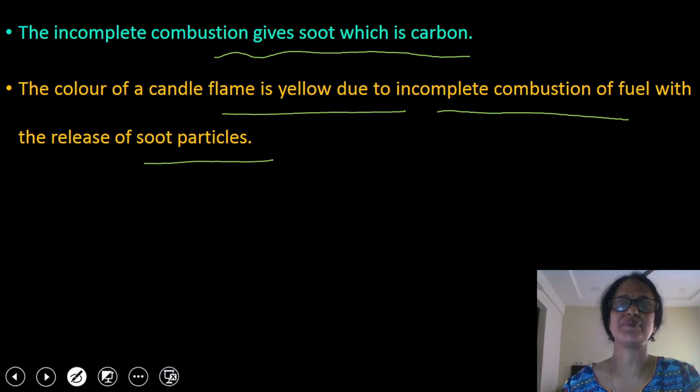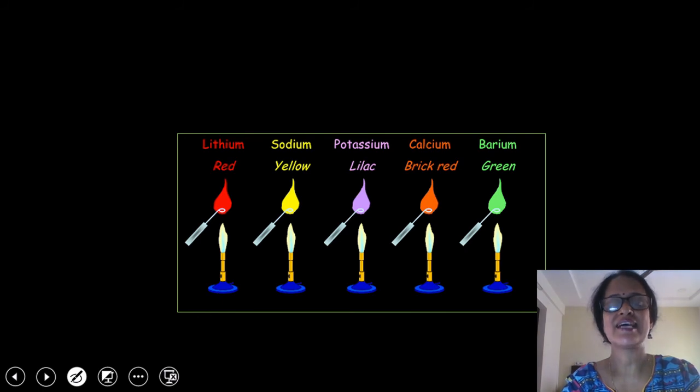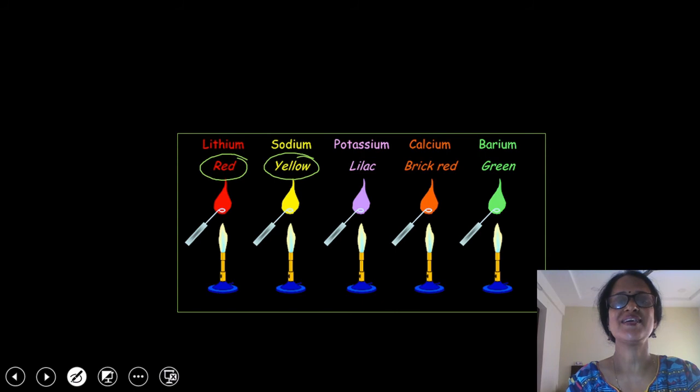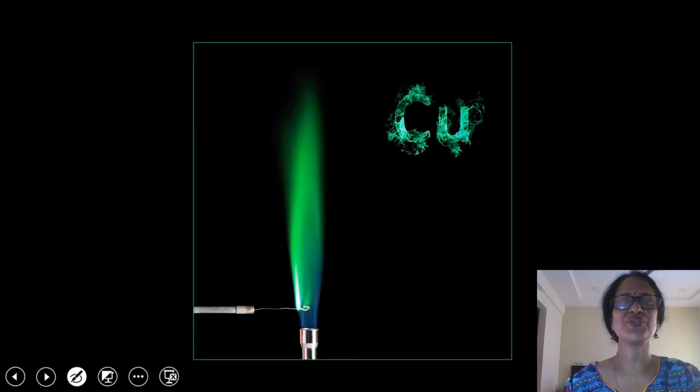Soot particles are carbon. Another important point I would like to mention here: whenever metals or their compounds are heated in a flame, this test is called the flame test. They produce a characteristic color, and this is a characteristic property of that element. For example, if you are heating a copper wire on a flame, it will produce a bluish green color. In this slide, you can see the color produced by different metal salts when they undergo the flame test. Lithium salts produce red color. Sodium salts produce yellow color. Potassium salts produce lilac color. Calcium, brick red color. Barium, green color. And finally, copper produces bluish green color.